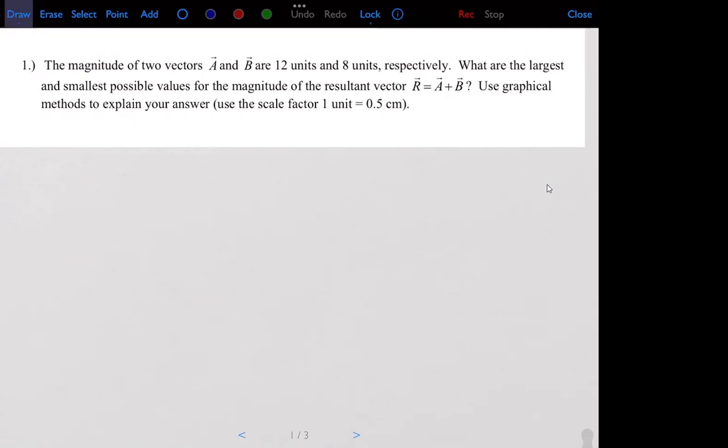Okay, so if you think about this, if we have some vector A, say it looks like this, and then vector B, let's say it's like this, 8 units, a little bit shorter. So we know A is 12 units, so I'll call it 12, and then B is 8 units. And we want to add these together so that we get the largest possible resultant vector.